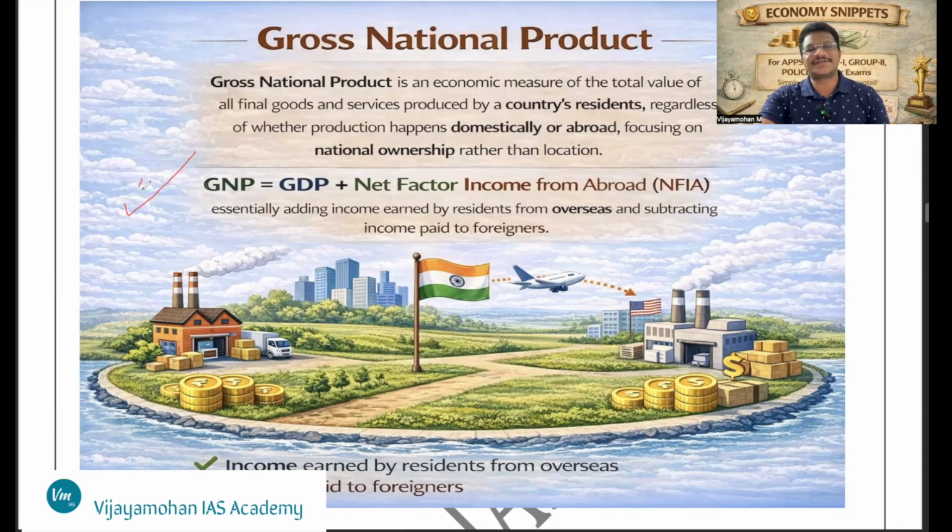So how to calculate the gross national product? Gross national product is nothing but GDP plus net factor income from abroad. So what is basically this net factor income from abroad? It is nothing but adding the income that is being earned by the Indian residents who are overseas.